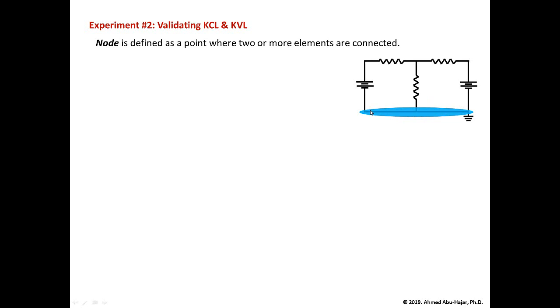The idea is that a wire is still a node. The whole wire is a node because it's not a branch, it's not an element. It's just a wire. It's a short circuit, so it's part of the node. You can always crush it into a single point. You can't crush a resistor into a single point or a voltage source into a single point, but you can crush this line into a single point, so it's a node. Basically, we have 4 nodes in this particular example.